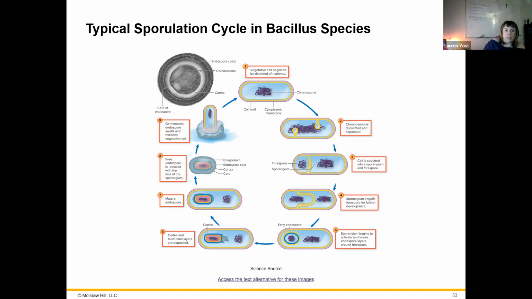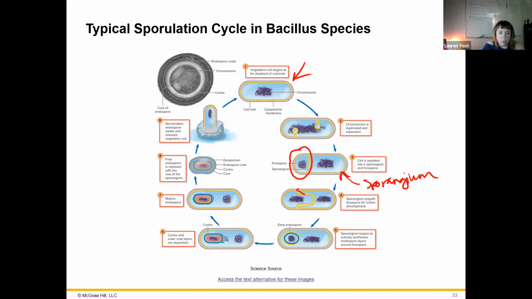So we have a normal cell here. Step 1, normal cell. Step 2, we'll start breaking the cell into parts to separate the chromosome, and maybe we doubled our chromosome so that we have part of it being shoved into the endospore compartment, essentially. So that's the forespore. And this part is the part that is making the spore. That is the sporangium.